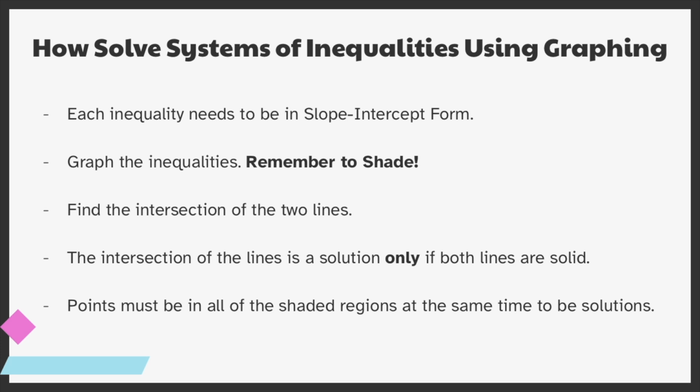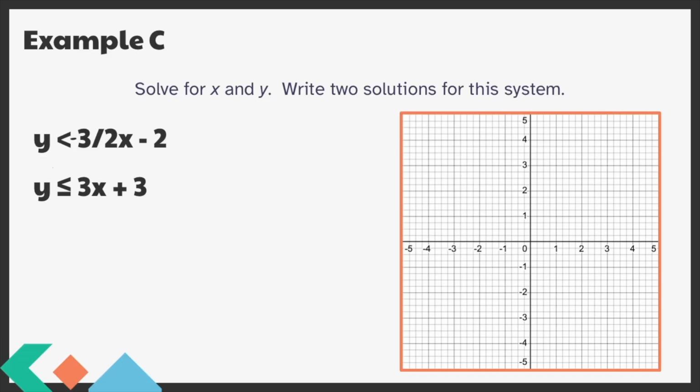So now let's take a look at the next example. Here we are at example C, and it says solve x and y, write 2 solutions for this system. So we're going to write 2 solutions when we're done. It says y is less than negative 3/2 x minus 2. So good news, those are both already in slope-intercept form. I'm going to go ahead and graph the first one. I've got negative 2 as my y-intercept there, and I'm going to be going down 3 over 2. So down 3 over 2 for 1 point here, and I could go the other direction. So up 3 over 2 for another point on my line.